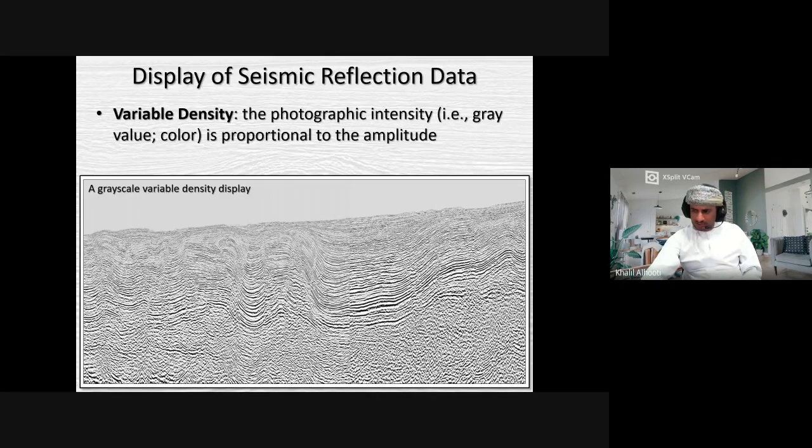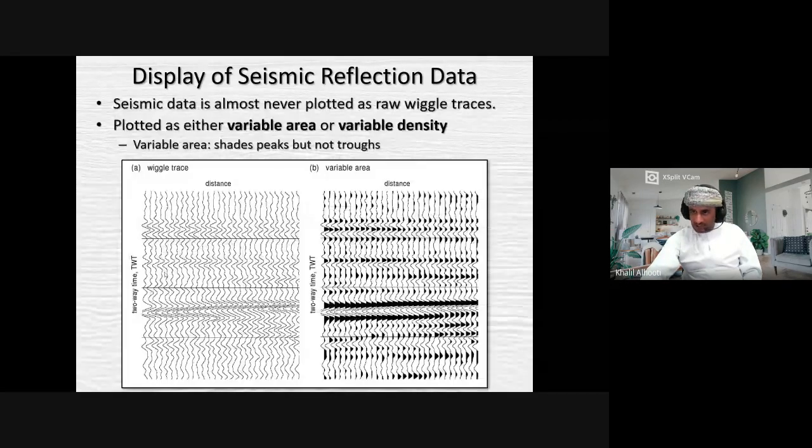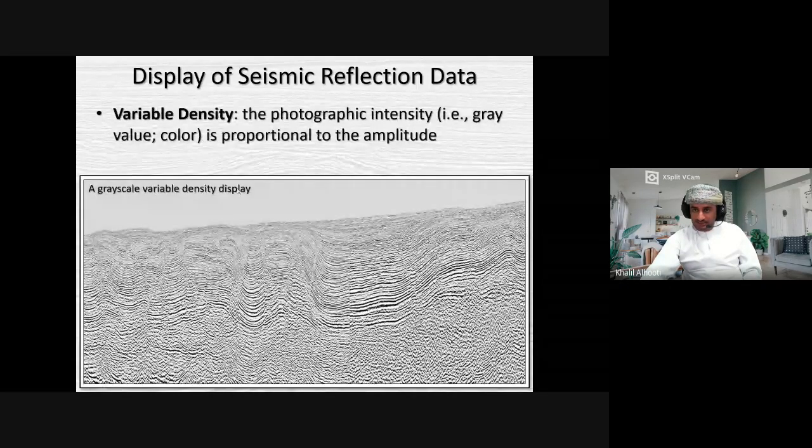And they describe their pattern as chaotic without good shape. That's what I mean by chaotic. This is also the terminology they use to describe reflections from basement, from igneous rocks or from metamorphic rocks, whereas you find nice layering in sedimentary rocks. So I can even display this as wiggle or as variable area, but instead I'm plotting it as a density display, variable density. It's almost like an image.